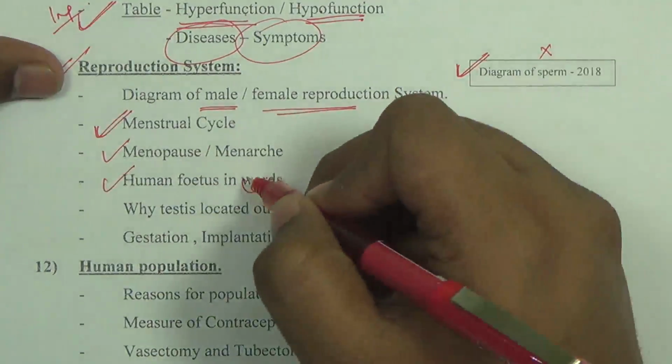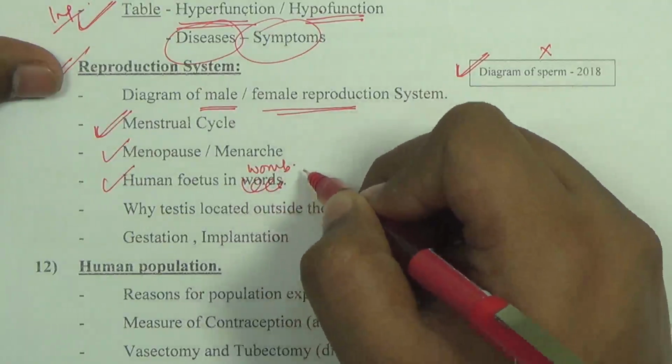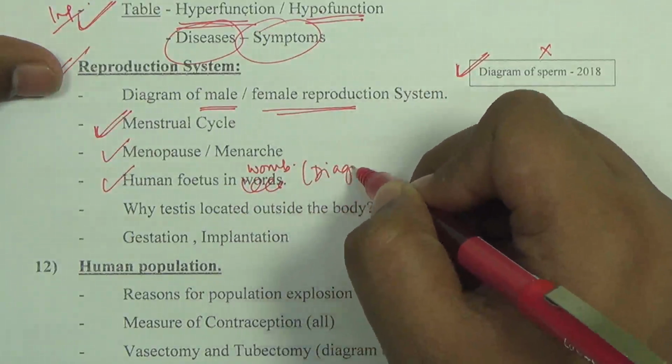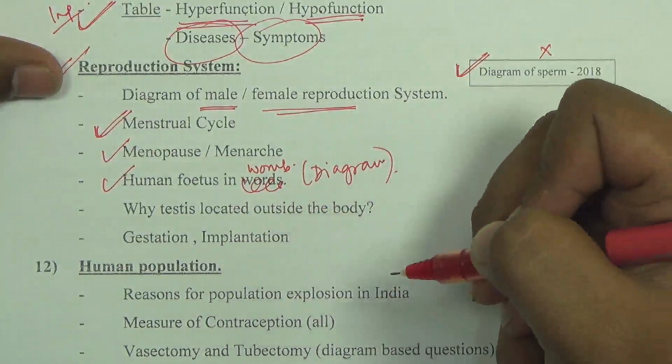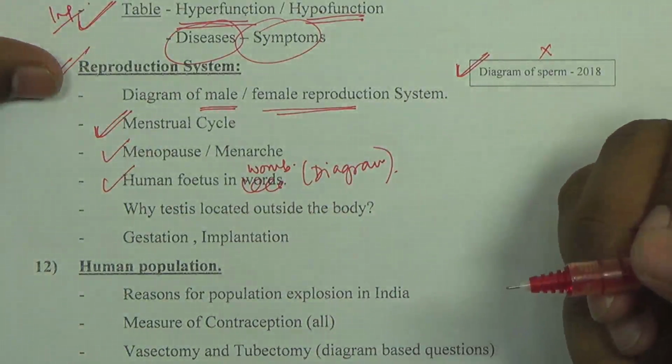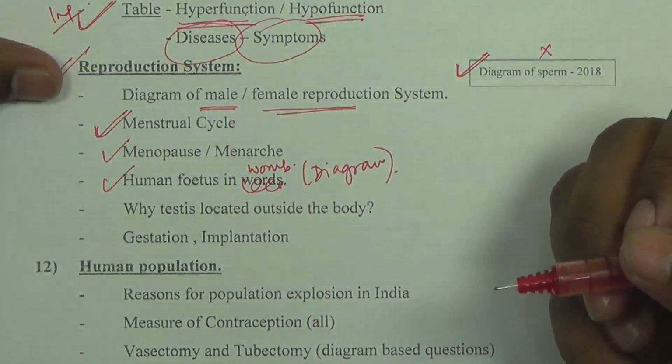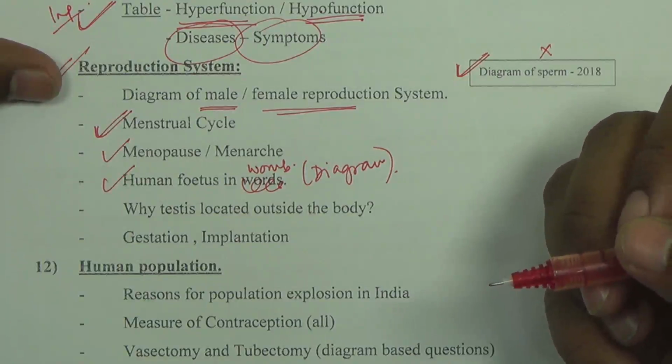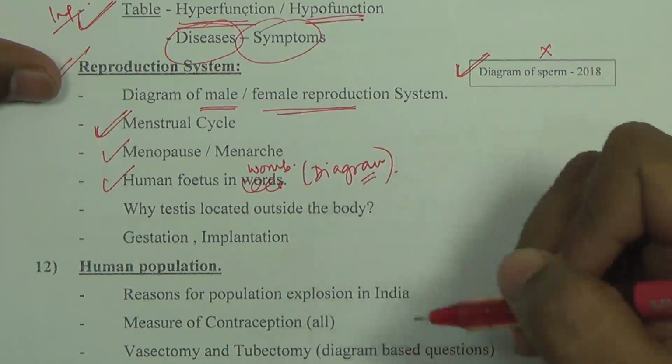So, human fetus in womb. That is again a diagrammatic question where a diagram of the human fetus in the womb will be given and you have to label, and several questions on the placenta, umbilical cord, etc. will be asked. Amniotic fluid will be asked, and you have to write. So again, this is a diagram based question.